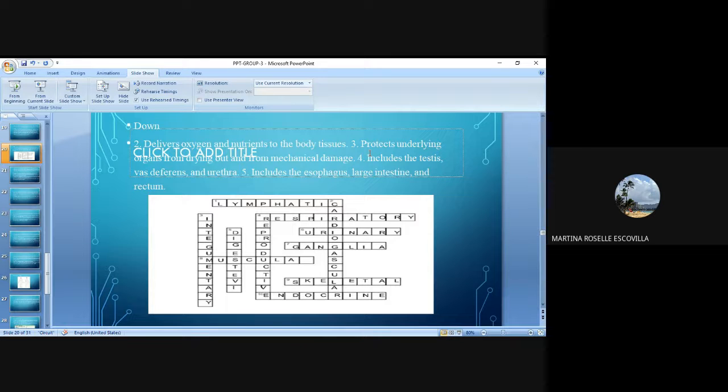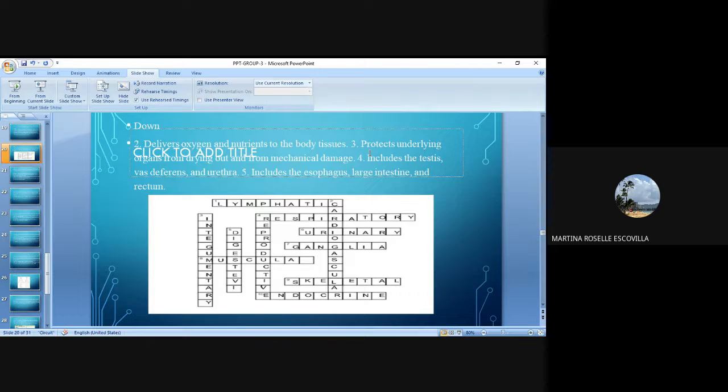The number 3, it protects underlying organs from drying out and from mechanical damage. And the answer here is integumentary. Integumentary system is the largest organ of the body that forms a physical barrier between the external environment and the internal environment.